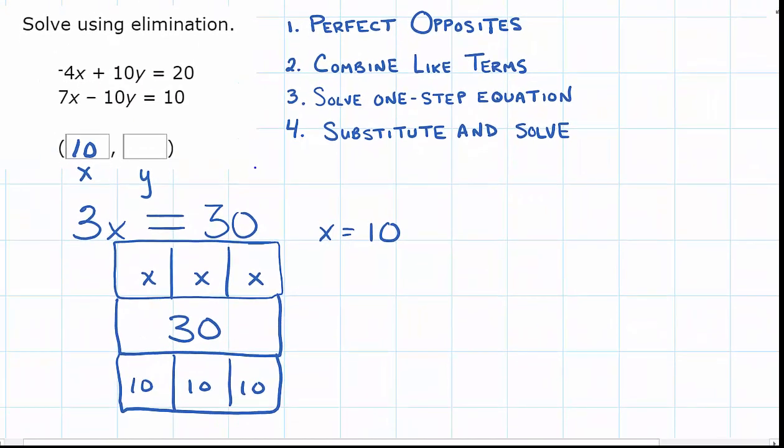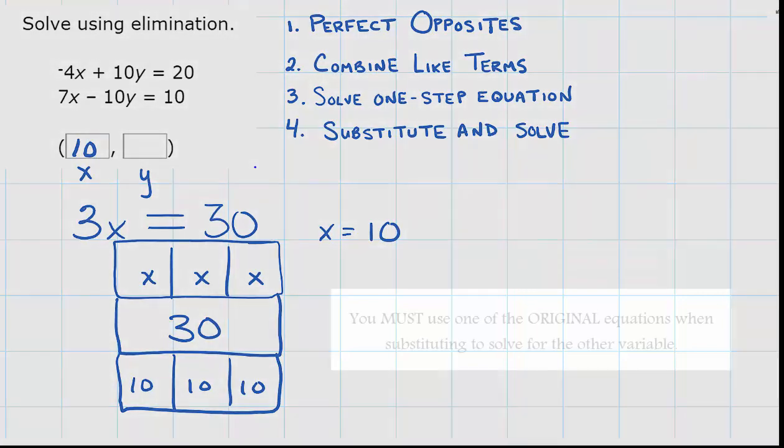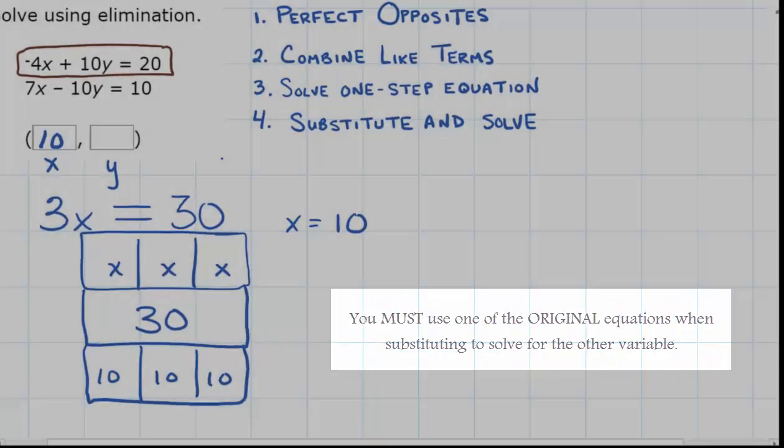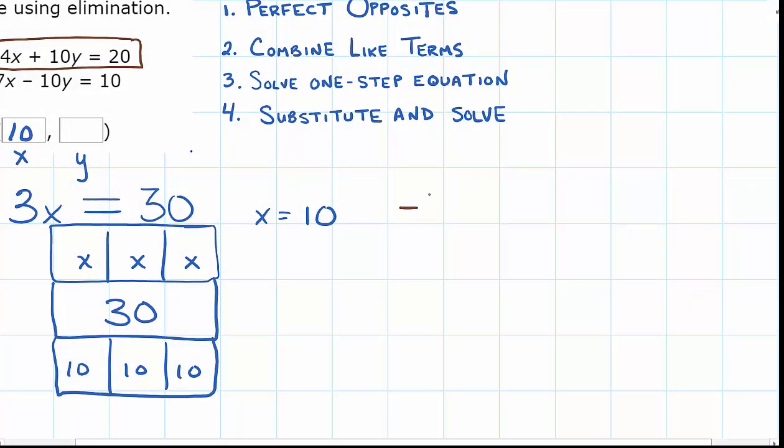I've got negative 4x plus 10y equals 20. I've got 7x minus 10y equals 10. It doesn't matter which one you choose as long as you use an original equation. And so I'm going to pick the first one. So I'm going to rewrite it off to the side, negative 4x plus 10y equals 20.